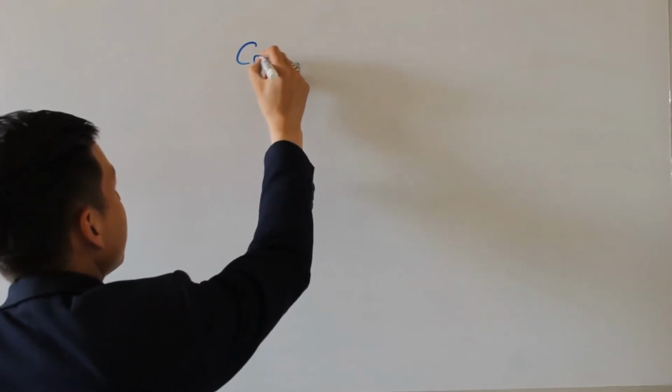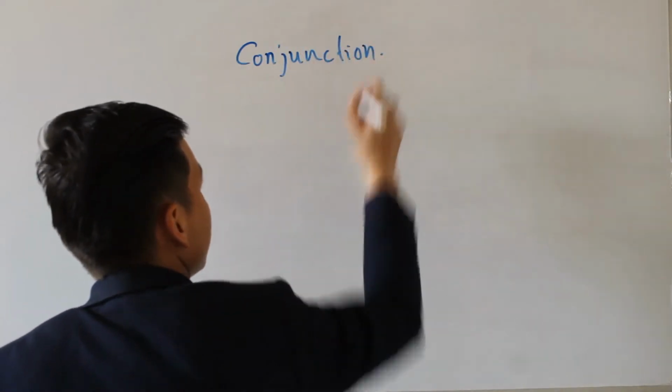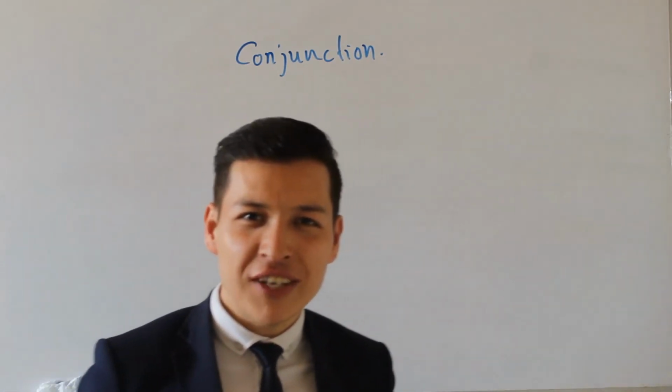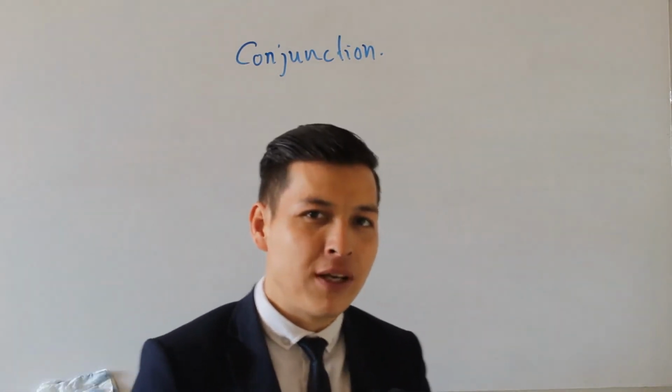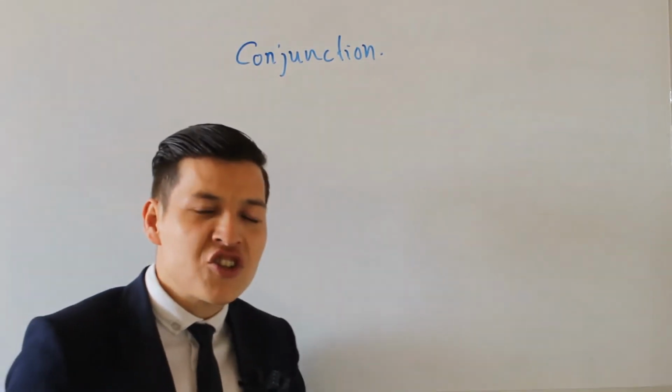Okay, another part of speech is what? Conjunction. So what is a conjunction? It is not "conjunction", okay, this mispronunciation should be rectified. It's not "conjunction", it's "conjunction". Okay, so what is conjunction?